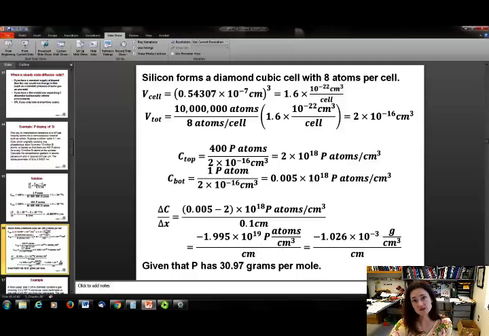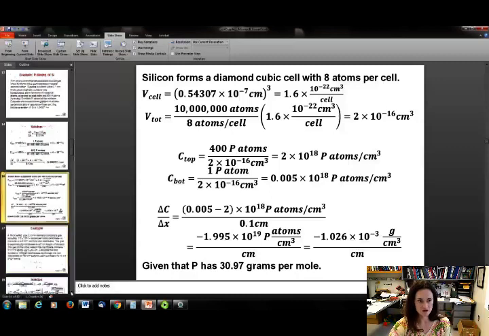If there's other problems that ask you to convert that to a mass, then you just use the atomic weight. The atomic weight of phosphorus is 30.97 grams per mole, and I can use that to convert from a number of atoms to a mass. I'll leave that as an exercise for you to convert from atoms to grams. It's tough, but it's not very tough, but if you have questions, I'm happy to answer them.